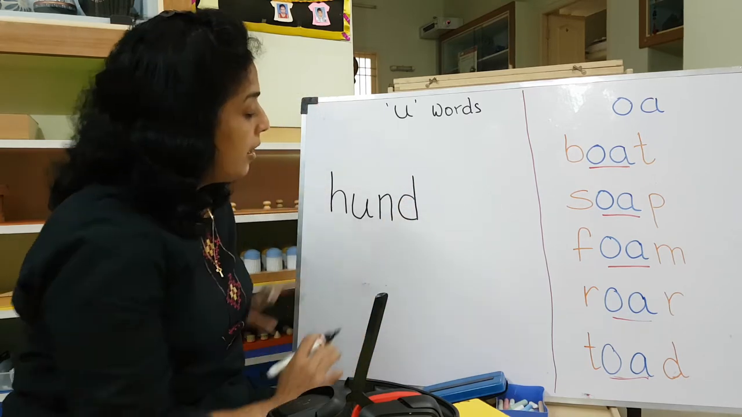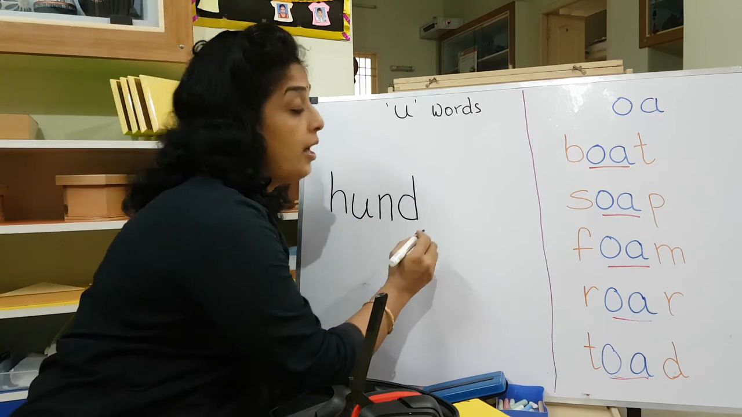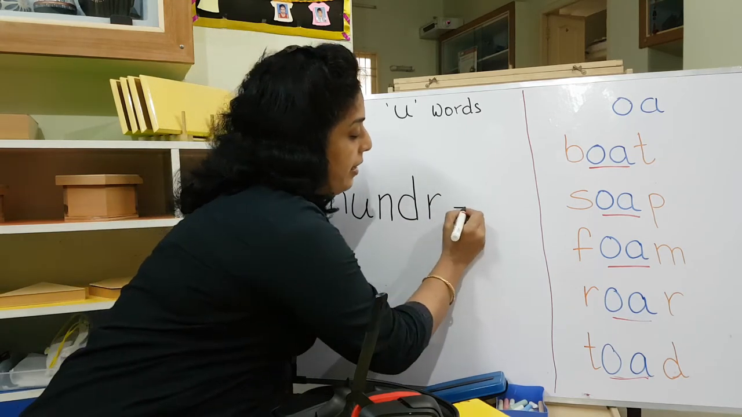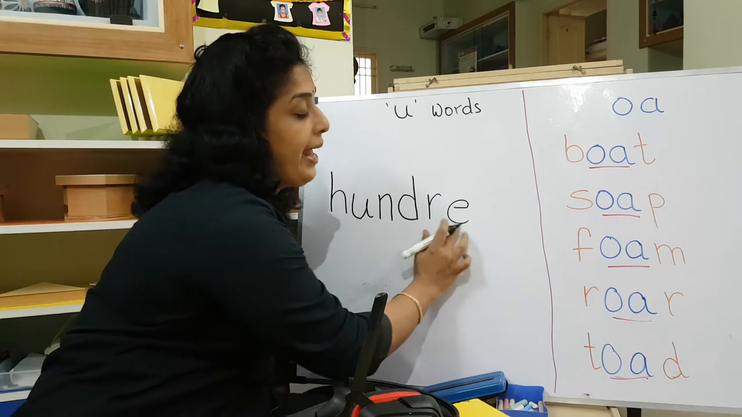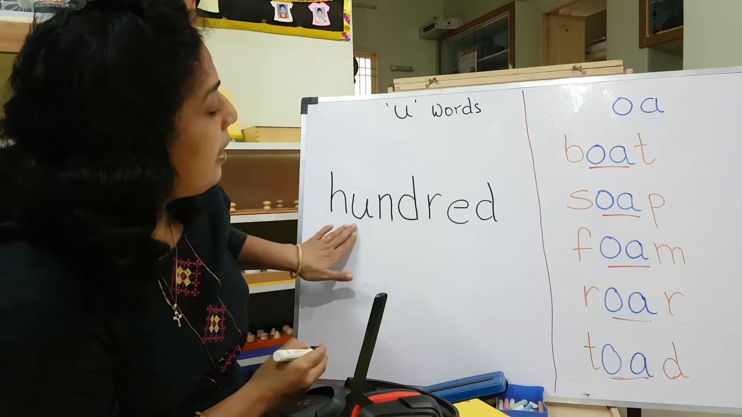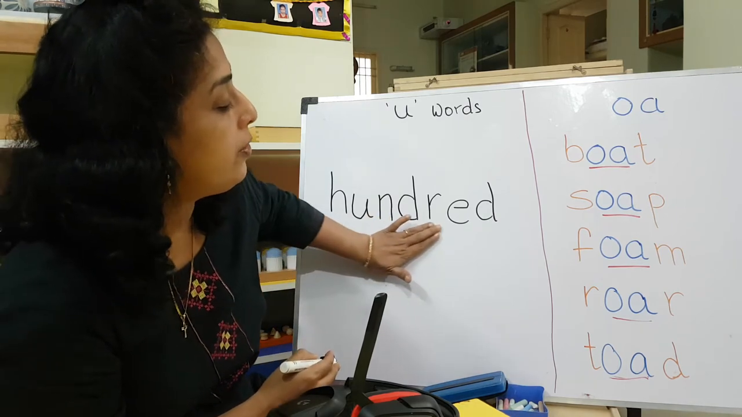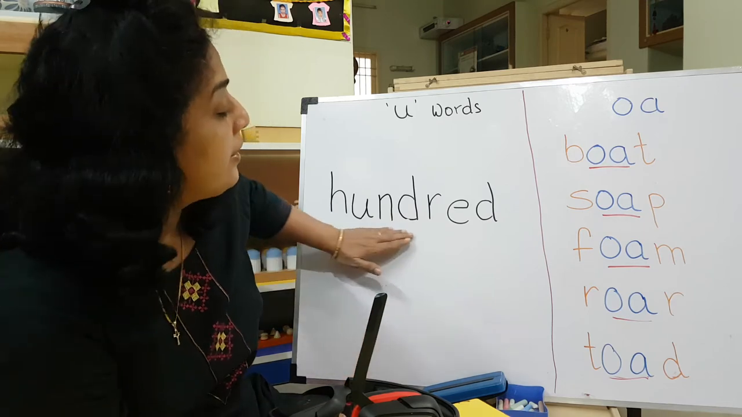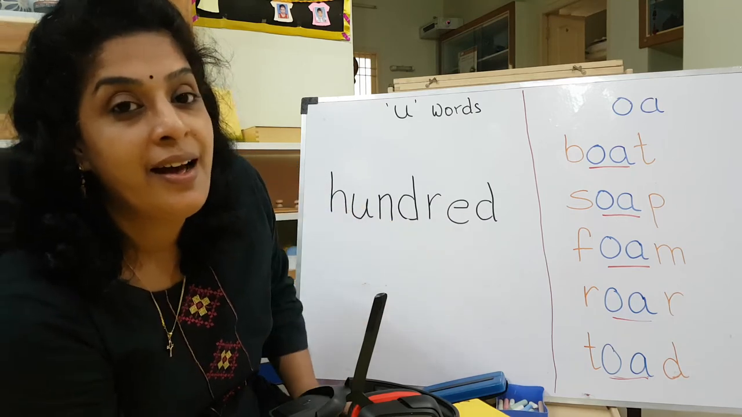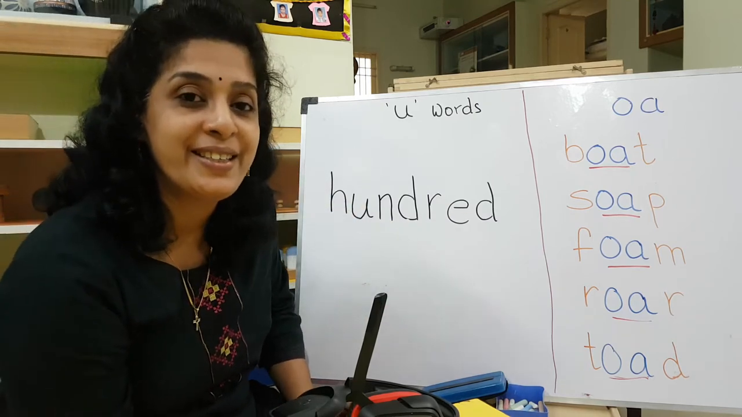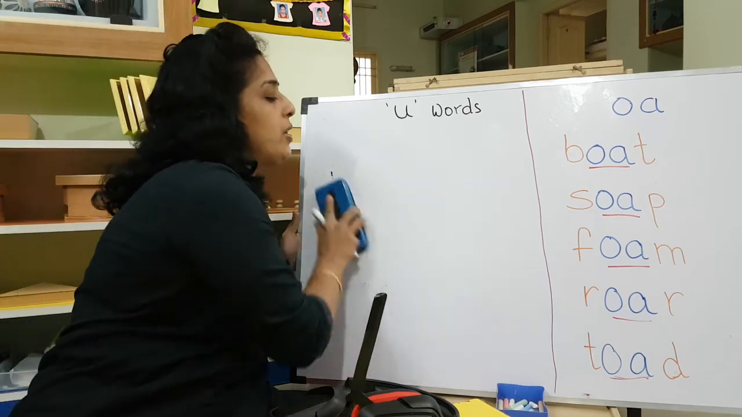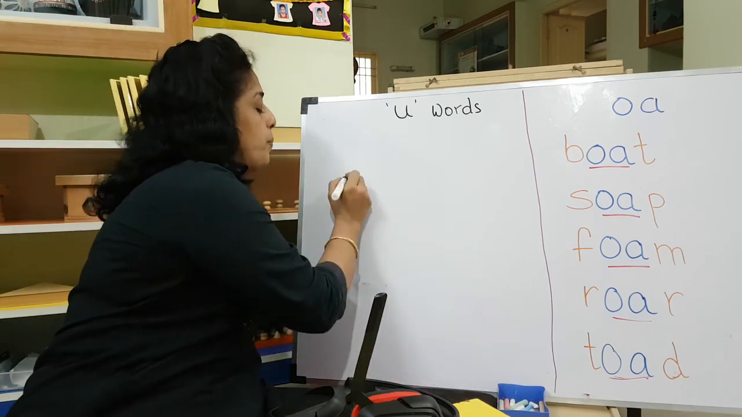H-A-N-D. Hand. Red. What is it? A red? Hundred. Okay? It's a 100. You can really now start reading, my children. I'll give you one more word in H, for example.